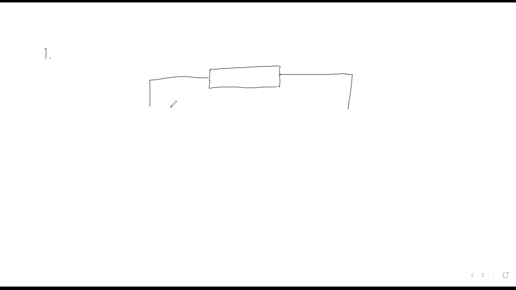So let's draw the diagram. Let's say this is a voltmeter, and this is zinc, and this is the standard hydrogen electrode, the beaker.